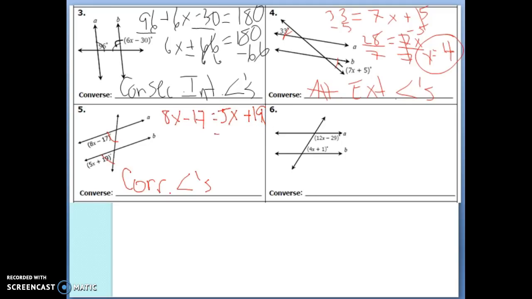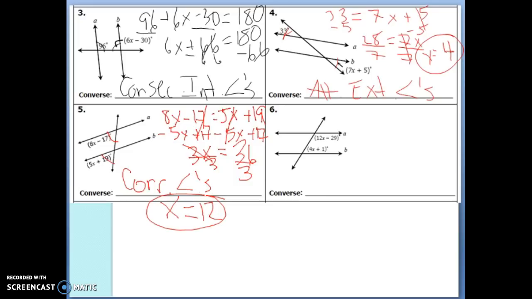So we've got to combine our x's, so I'll subtract 5x from both sides. And then I'll also add 17 to both sides. So I'm doing all the one step. You could do this in 2 steps. 3x then equals 19 plus 17, which is 36. So to get x by itself, we've got to divide both sides by 3. 36 divided by 3 is 12. X equals 12.